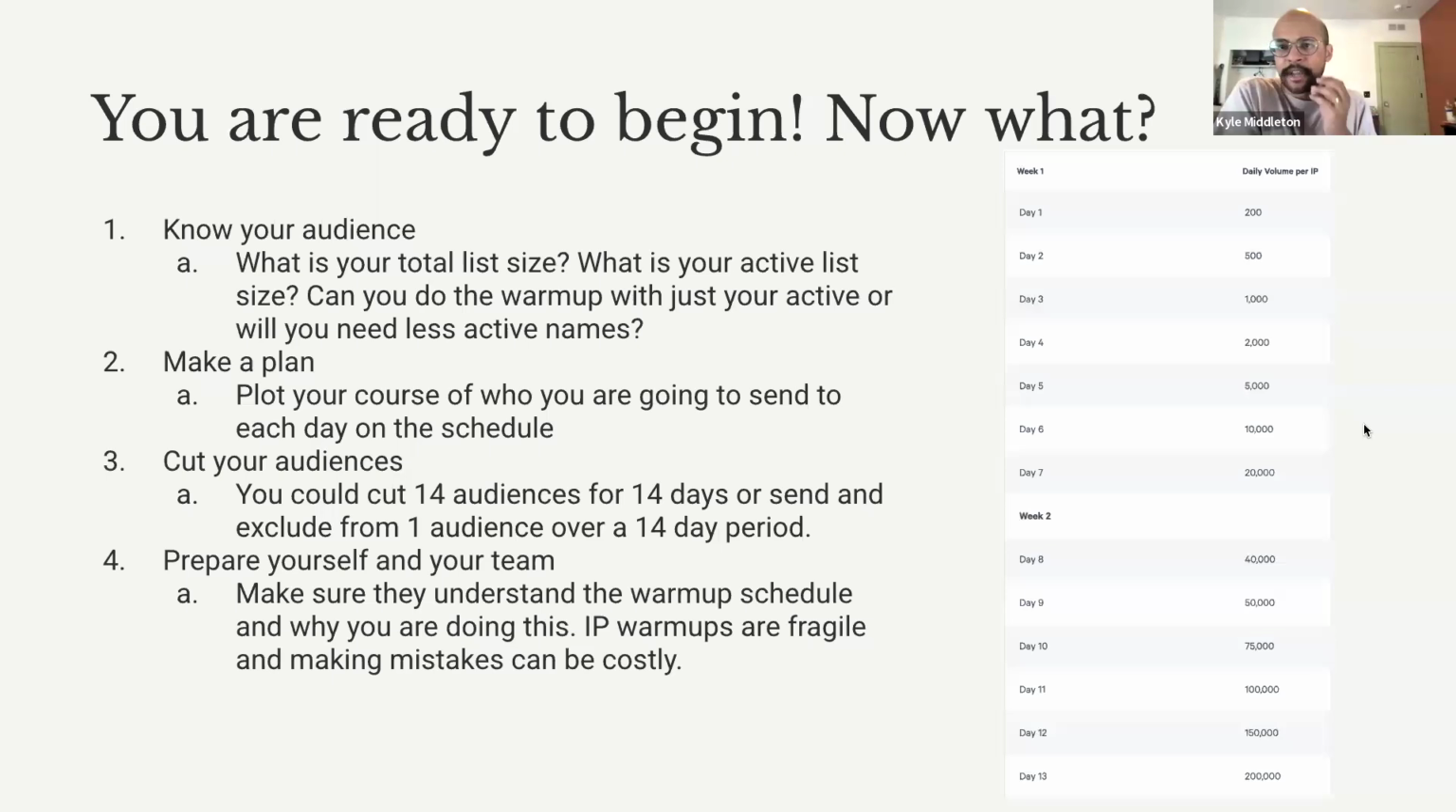So there's a few different ways that you can think about this. You could cut 14 different audiences for 14 different days. So you could take your active list and just cut it into 200, 400, all the way to 1,000. Or you could use one single audience and cut off portions of it every day. You could say send to this audience, but limit it to 200, then send to this audience, limit it to 500, excluding all of the emails that you sent before. I've done it both ways. I think both ways work very well.